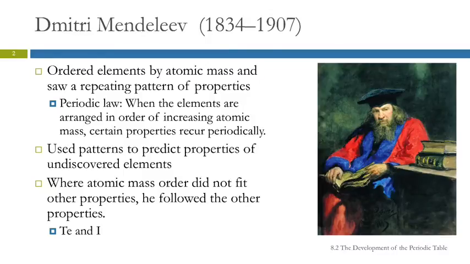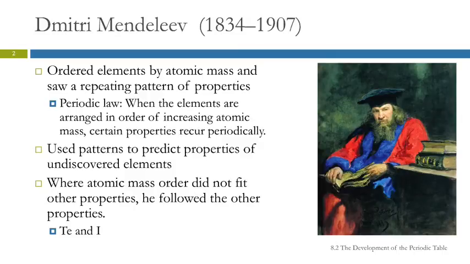Basically, what we're going to look at here is how the quantum mechanical model that was introduced in Chapter 7 explains behavior of matter, of stuff. So we've talked about Mendeleev before. Here's a picture of him. Good old Dmitri. He ordered the elements by atomic mass and saw that there were repeating patterns of properties.